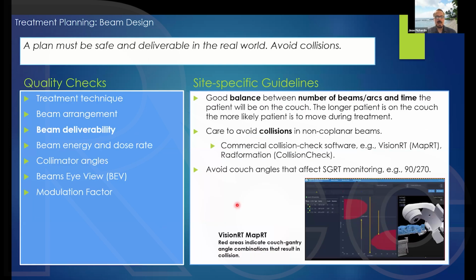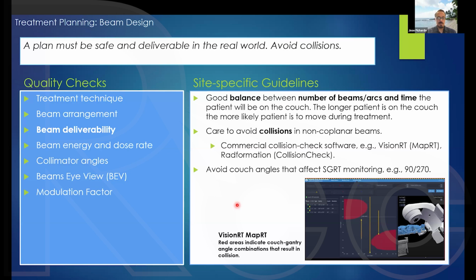All right, beam deliverability. What do we mean by that? Okay, that means there has to be a good balance between the number of beams or arcs that you're using and the time that the patient will be on the couch. The longer the patient is on the couch, the more likely the patient is going to be moving, right? And if the patient moves during treatment, that's going to cause a delay. If you have surface guidance, you're going to immediately know that the patient has moved.